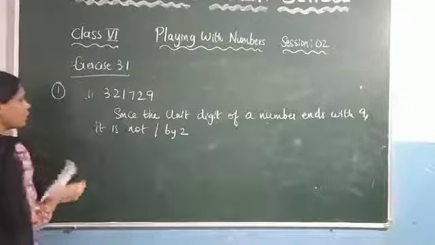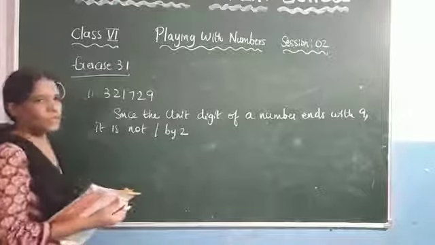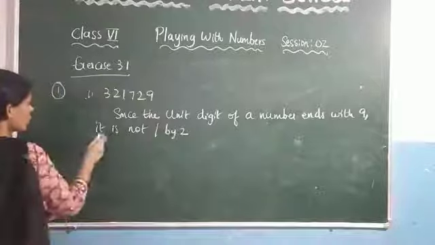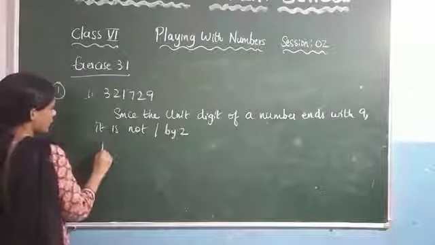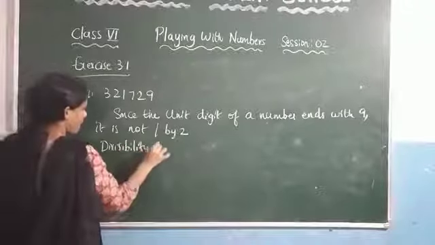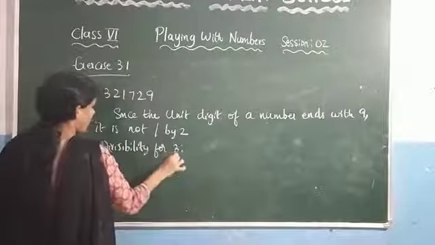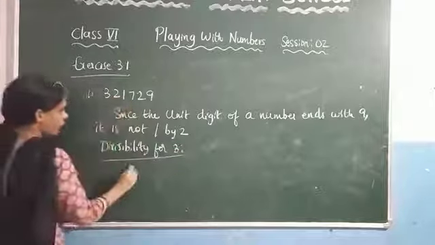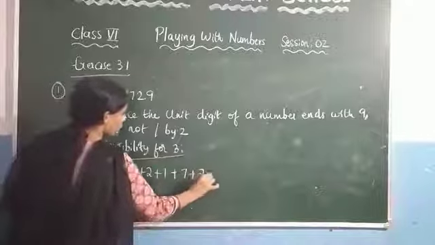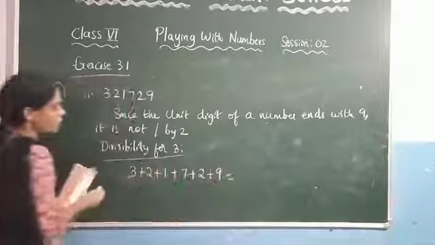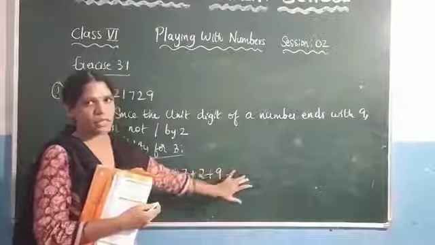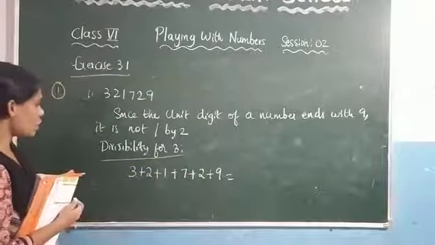Now you need to check the divisibility rule for 3. If you want to check, what we need to do, we have to take the sum of the digits. So here, take the sum of the digits, and after adding all these digits, you have to check whether this result is divisible by 3 or not. Now add, what you will get here.